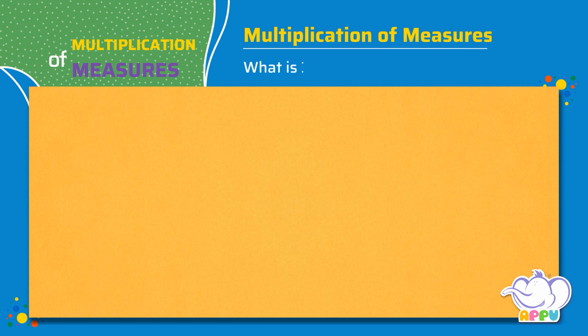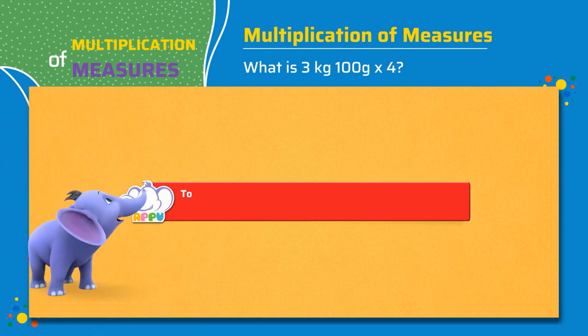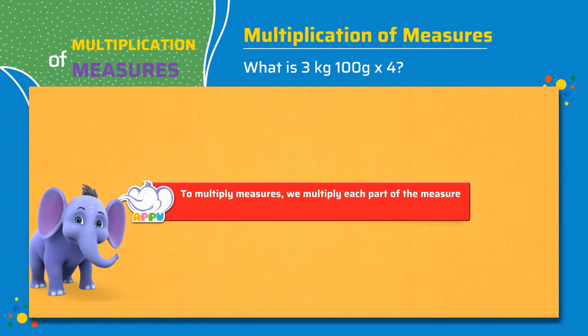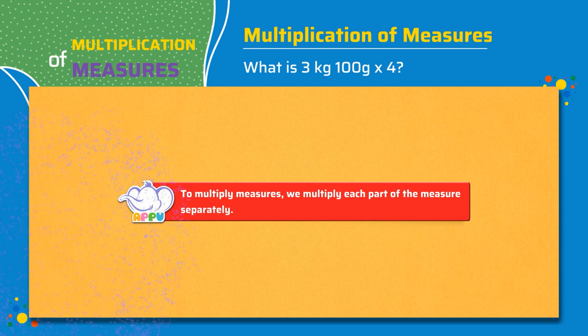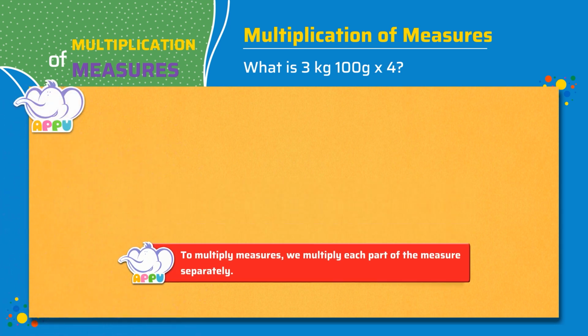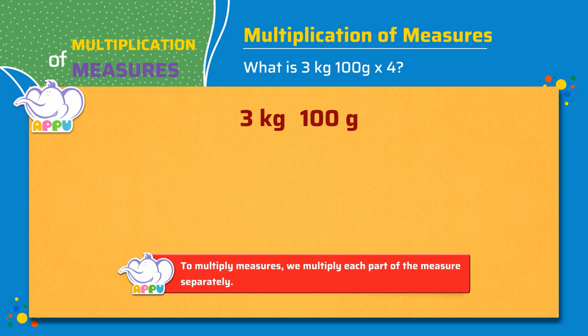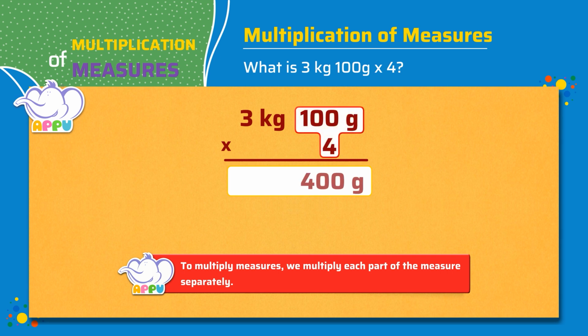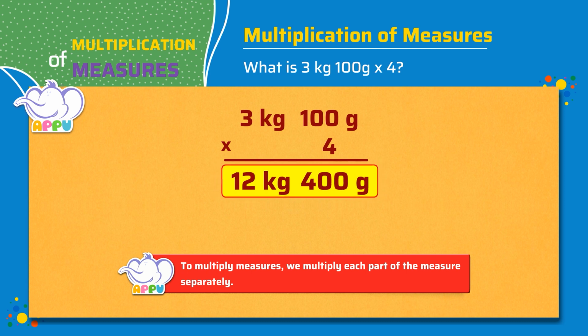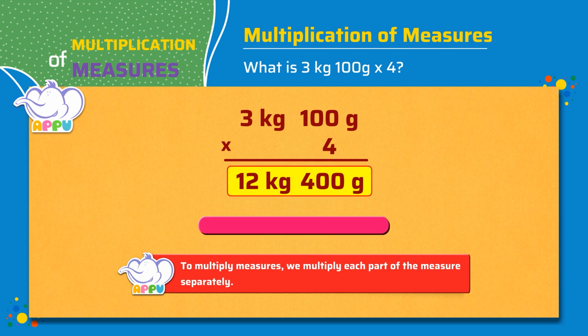What is 3 kilograms 100 grams times 4? To multiply measures, we multiply each part of the measure separately. Four times 100 grams equals 400 grams. 4 times 3 kilograms equals 12 kilograms, which is 12 kilograms 400 grams. So the answer is 12 kilograms 400 grams.